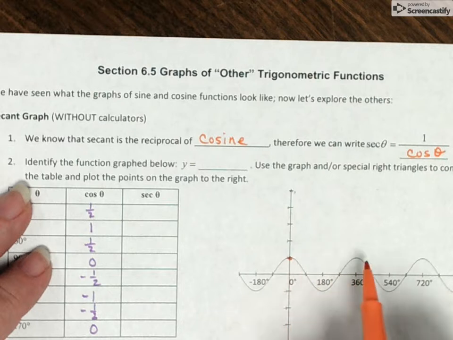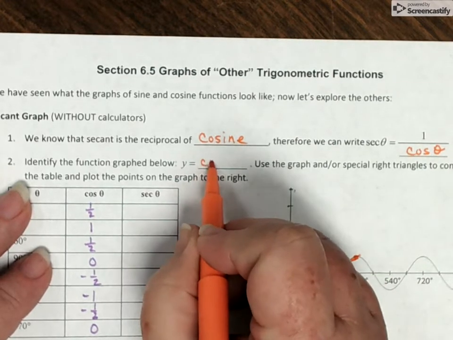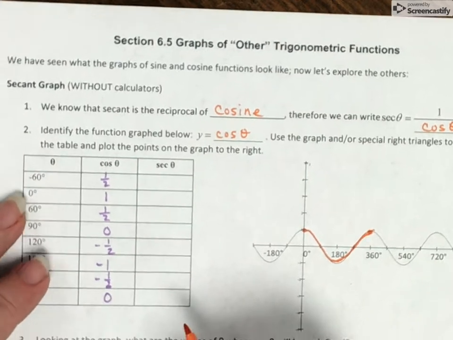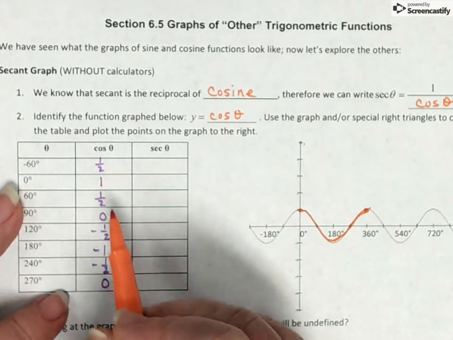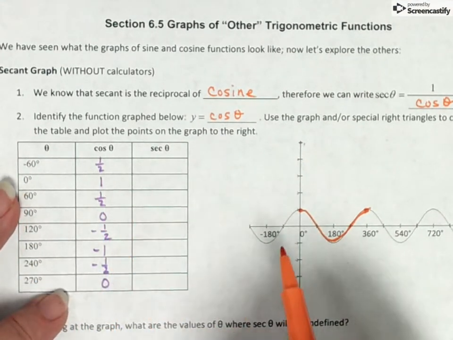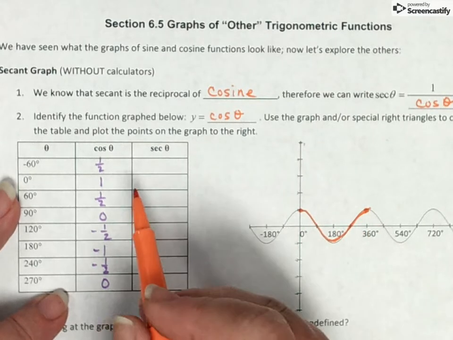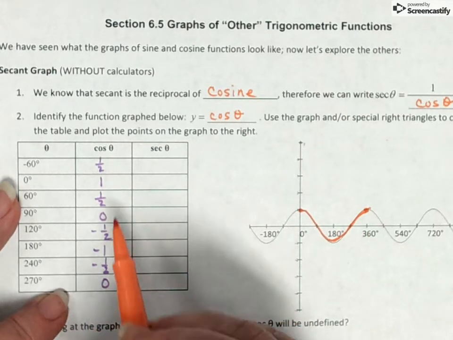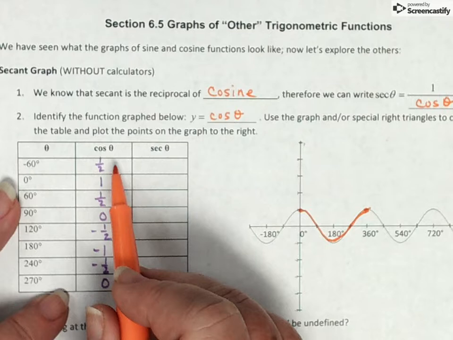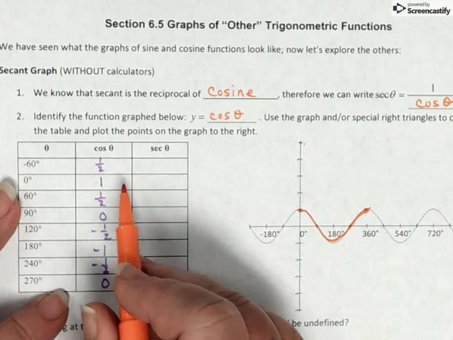So let's mark our single period of the graph. And what do we have right there? What does that look like? Looks like the cup. This is y equals cosine of x. Now I went ahead and I marked down some values for the cosine values from the graph, looking at the table of values. This is just looking at our cosine values from our unit circle.